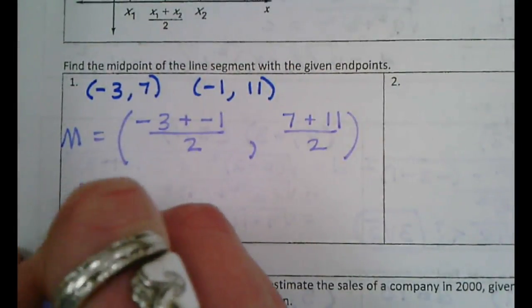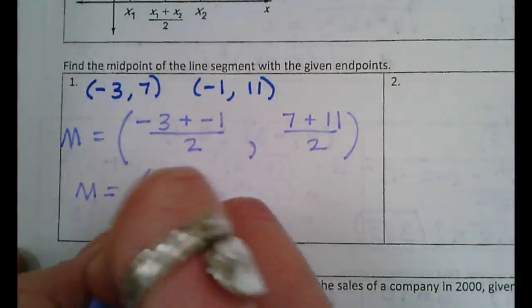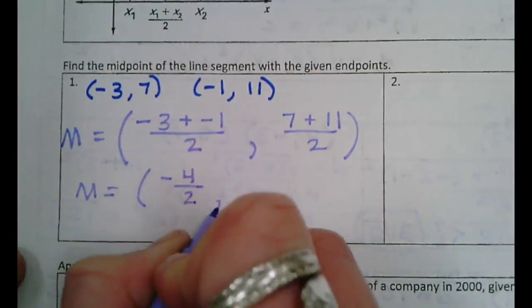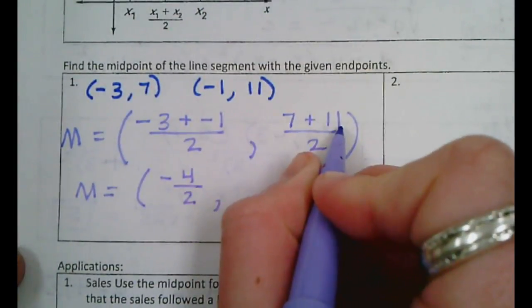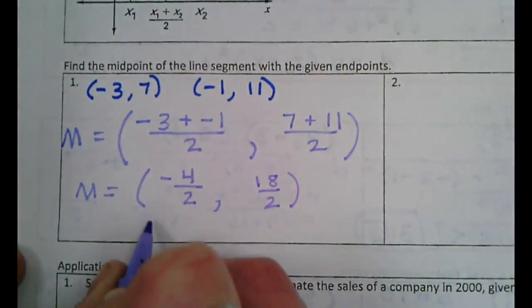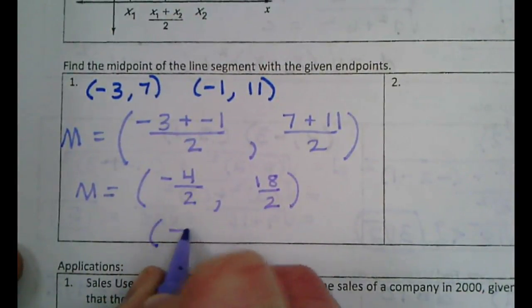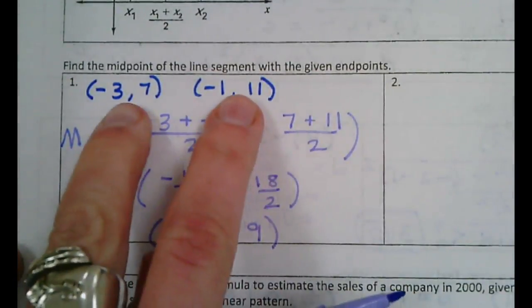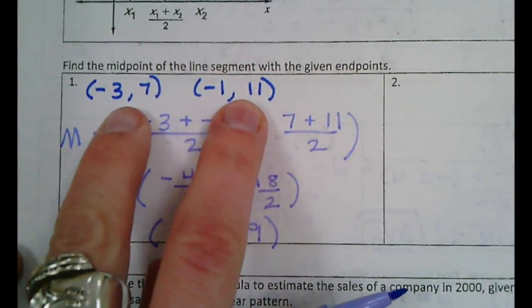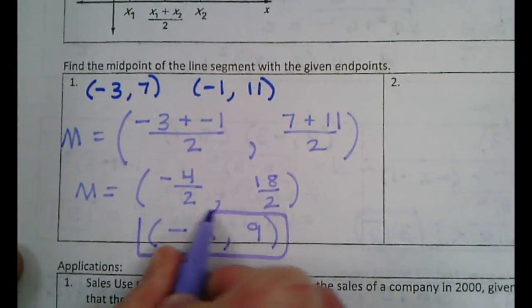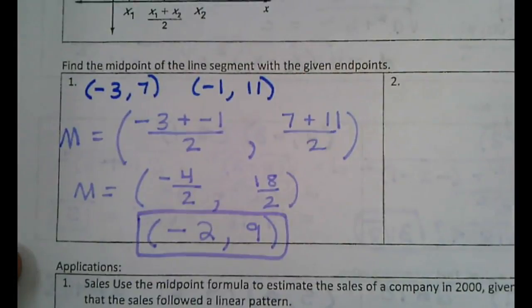So simplifying my midpoint, I see that I have -3 and -1, which is -4 over 2, and 7 plus 11, which is 18 over 2. And this one comes out very nicely. My midpoint is -2, 9. So directly between the points -3, 7 and -1, 11 is the ordered pair -2, 9.